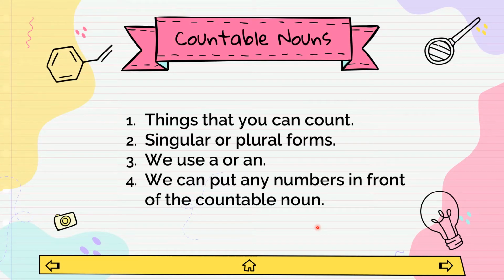So now we are going to focus on countable nouns. Okay, countable nouns are things that you can count. Benda yang kamu boleh kira. Second one is it is either in singular or plural forms, and we use a or an to put in front of the countable nouns, and we can put any numbers in front of the countable noun. For example, a book, 2 books. Benda-benda yang kita boleh kira. Okay, now we are going to look at the examples of countable nouns.